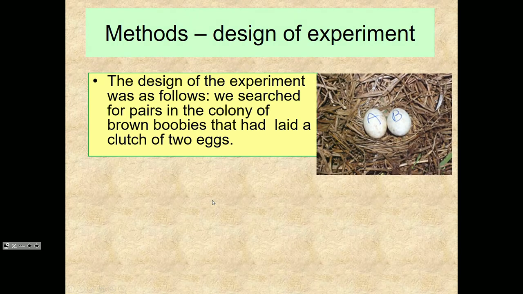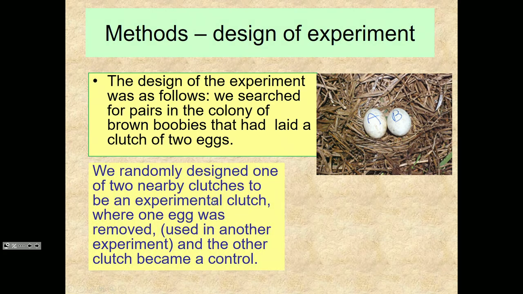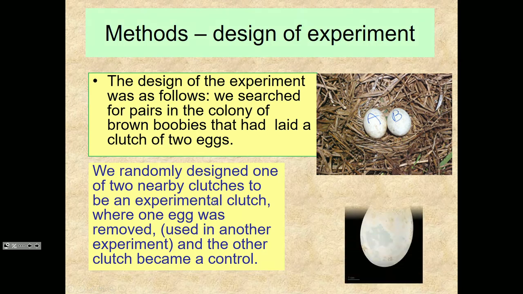So we searched in the colony, because not all lay two eggs. That complicates the pattern a little bit. Why don't all lay two eggs? Because some only lay one egg. But we searched for clutches with two eggs. We marked them, A and B, and then we randomly designated one of two neighboring clutches to be the experiment. We would remove one egg, and the other is the control. And we always marked the eggs, A and B.